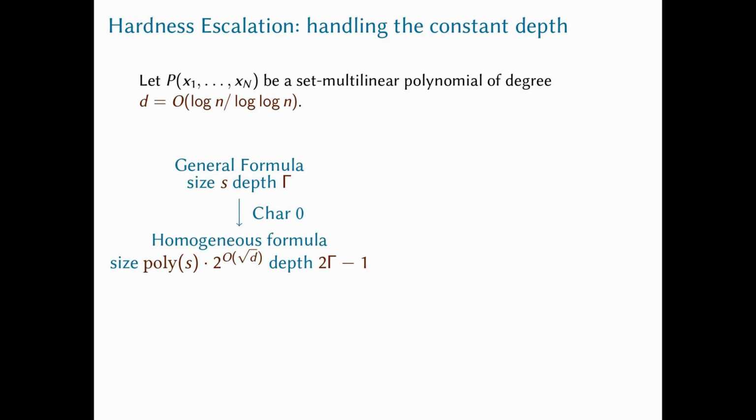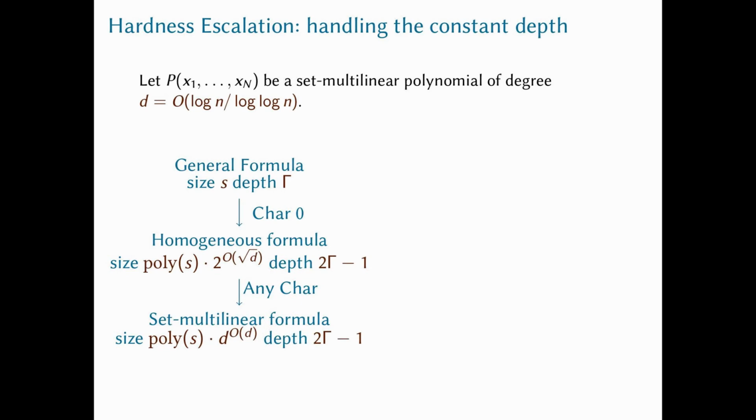In the second step, we want now to transform homogeneous formulas into set multilinear ones, and we can show that we can do it. Here we don't need to modify the depth, and the blow-up in size is multiplied by something which is only exponential in d. In fact, it seems this step was not known before in the literature, but it is nothing really interesting. It's really the trivial approach. We do something in a trivial way, and it works.